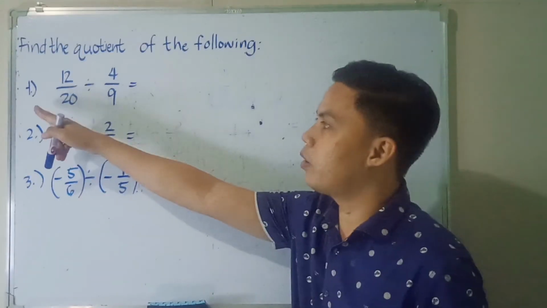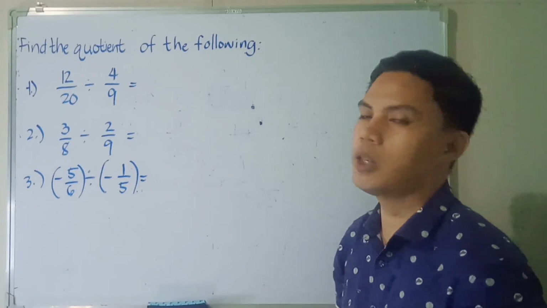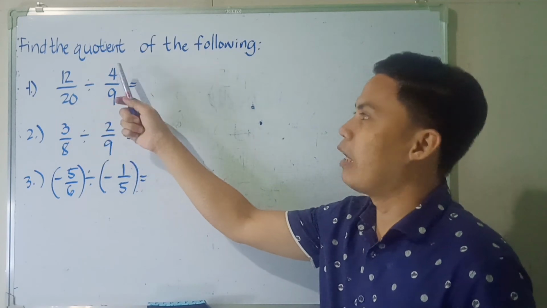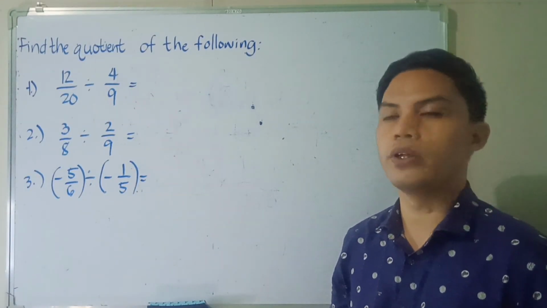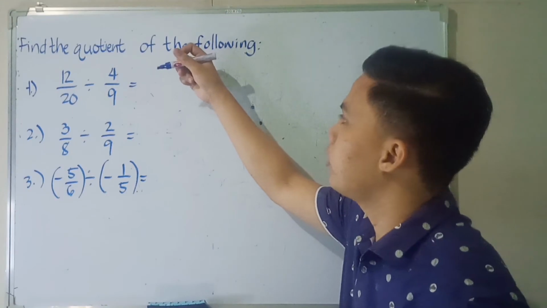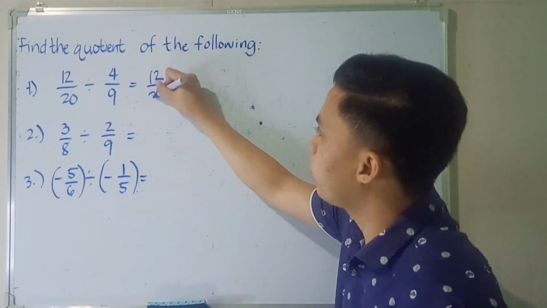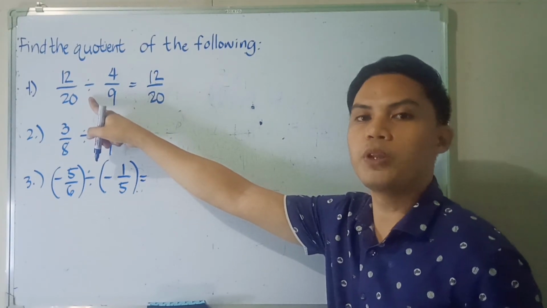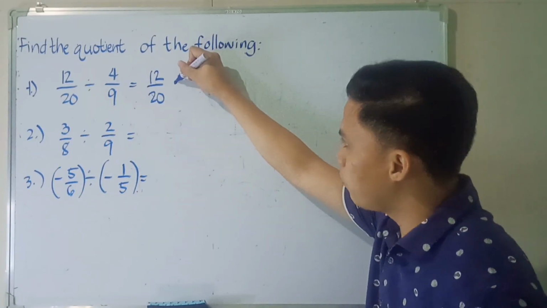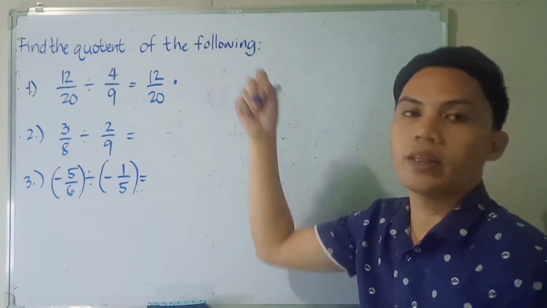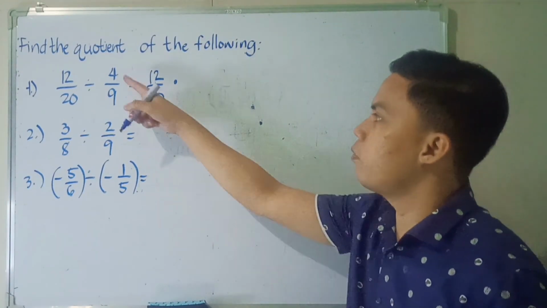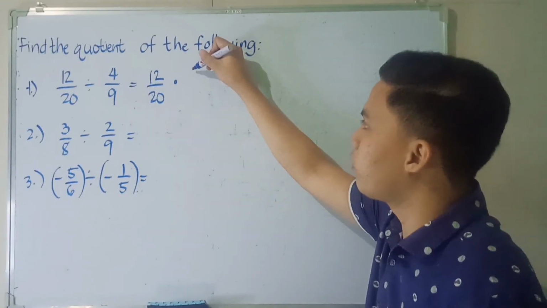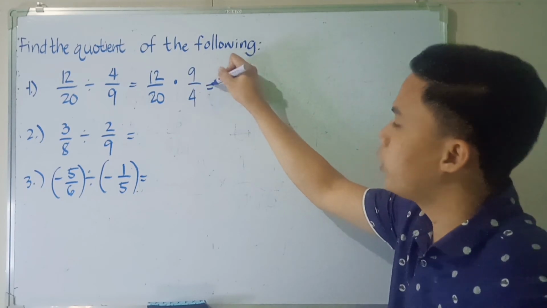So, we have example number 1. 12 over 20 divided by 4 over 9. So, 12 over 20 is our dividend and 4 over 9 is our divisor. So, isisulat muna natin ulit si dividend. We have 12 over 20. So, instead of division, we're going to proceed now with multiplication. So, ang symbol natin ngayon becomes times or multiplication. Then, we are going to get the reciprocal of our divisor. So, yung 4 over 9, babaliktarin lang natin maging 9 over 4.